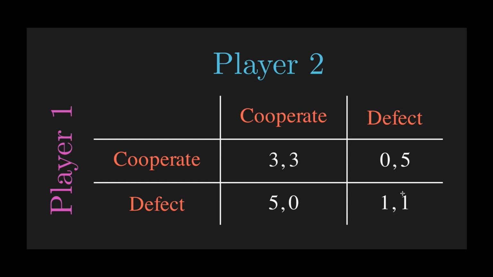But lastly, if they both defect against each other, they're both playing mean against each other, which is bad for both of them. They both get a payoff of 1, whereas if they were to cooperate with each other, they would get a payoff of 3 and 3.